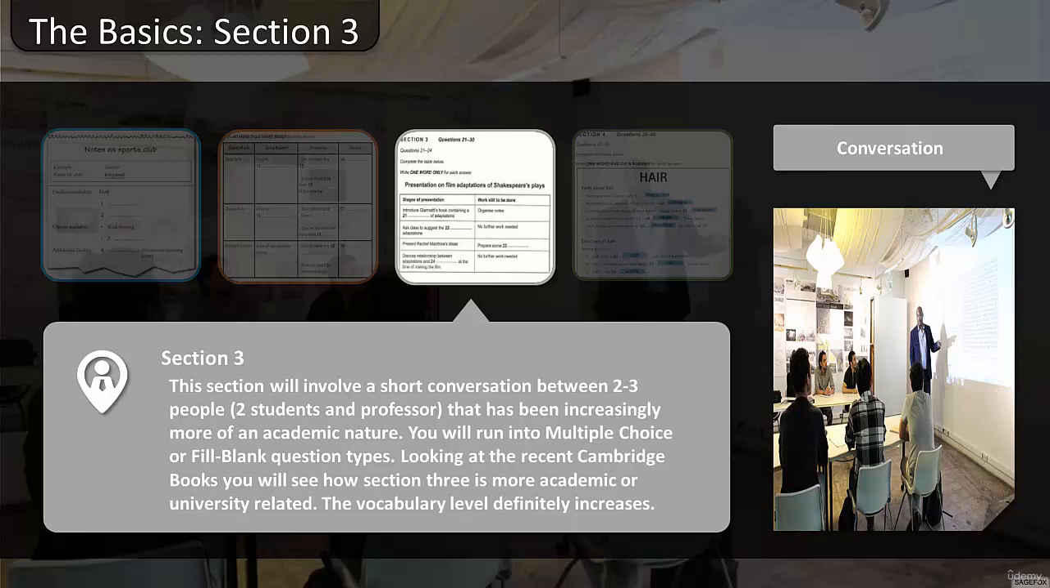Question types are the same. Question possibilities are the same, except you're not going to really see a map question.